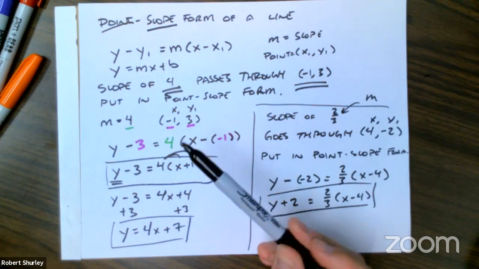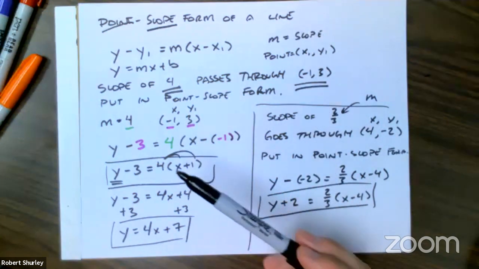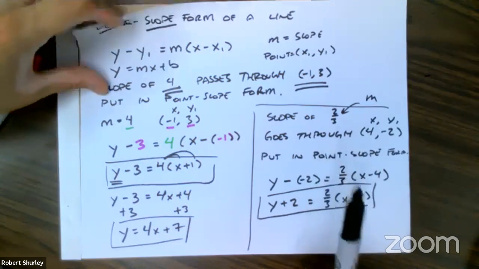Okay, so the next few examples, they're going to give us a point and a slope. We're going to put it into point slope form first, and then put it into y equals mx plus b.